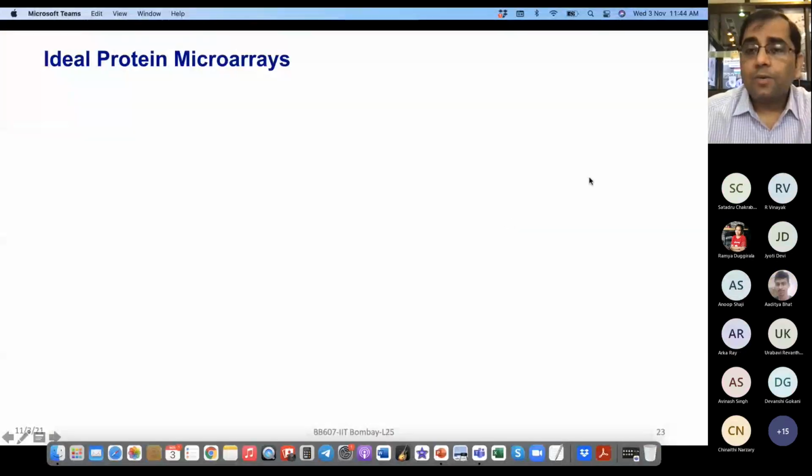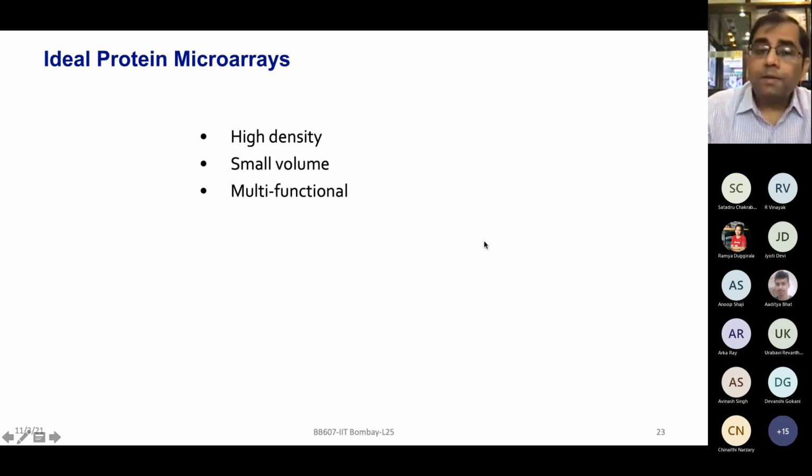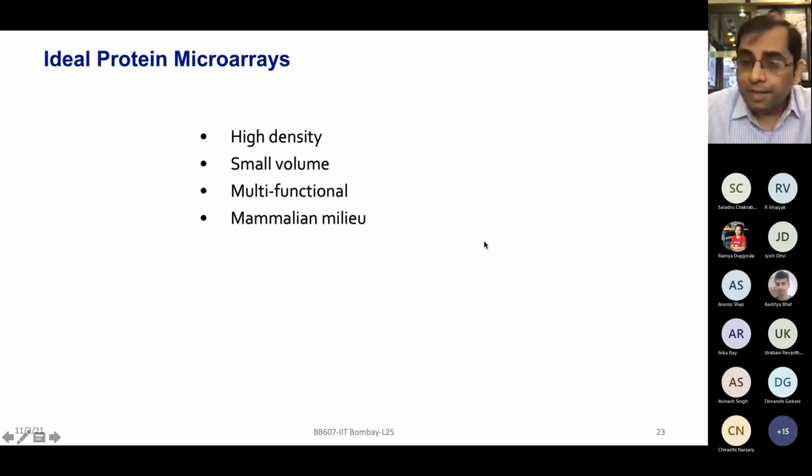All right, I'm sure you are still in the mass spec mode, and now we are shifting the technology. So let's quickly go through some possible ways of making ideal arrays. For example, high density, as I just mentioned: you would like to see as many thousands of proteins or features printed on this small surface, so that you can screen them with a very minimal volume of the sample available. You'd like to see whether you can do multifunctional assays.